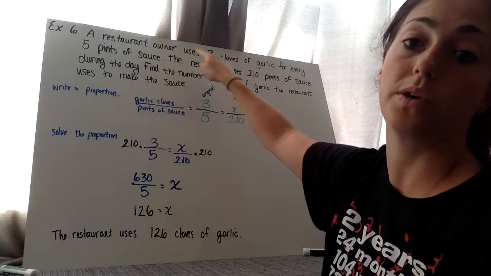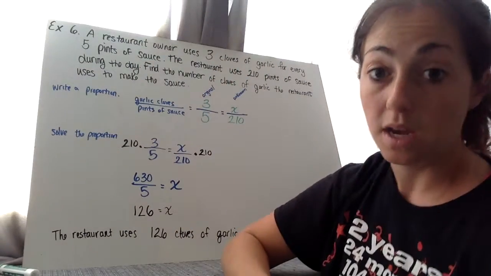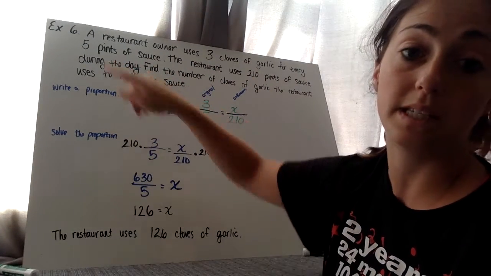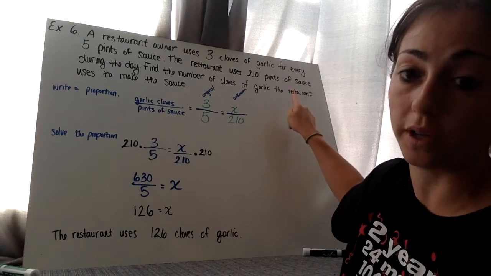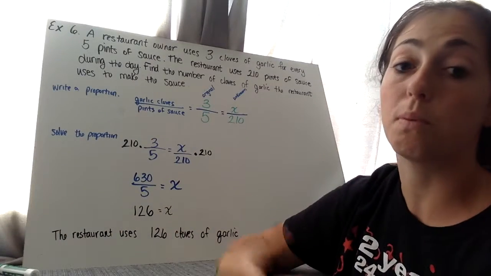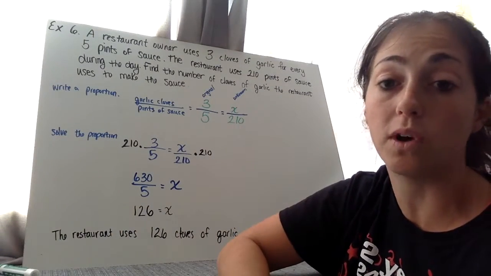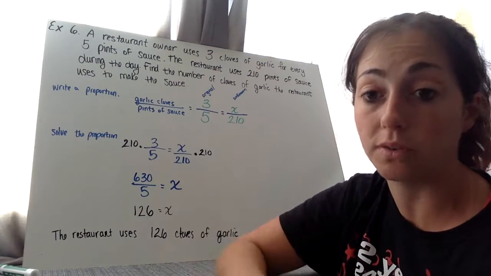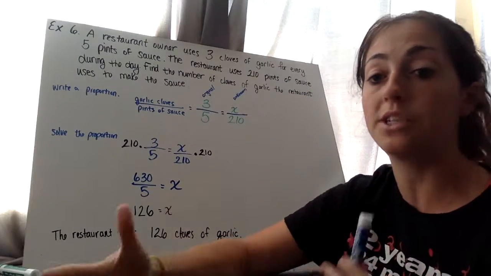A restaurant owner uses 3 cloves of garlic for every 5 pints of sauce. The restaurant uses 210 pints of sauce during the day. Find the number of cloves of garlic the restaurant uses to make the sauce. So there's a proportion here. You're talking about 2 different things. We're talking about cloves of garlic for every 5 pints of sauce. So there's a relationship there.